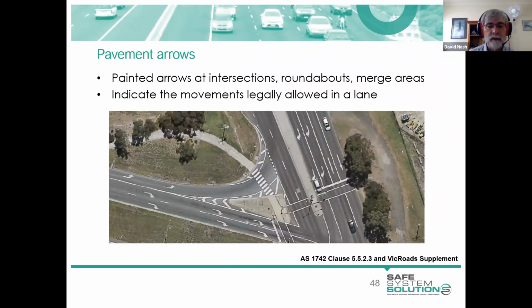Okay, pavement arrows. These are important at all types of intersections, particularly signalised intersections and roundabouts and merge areas. If you've only got one lane on the approach, then it really doesn't matter because you can turn left, go through, or turn right. But if you've got multiple lanes, then including pavement arrows is good practice.